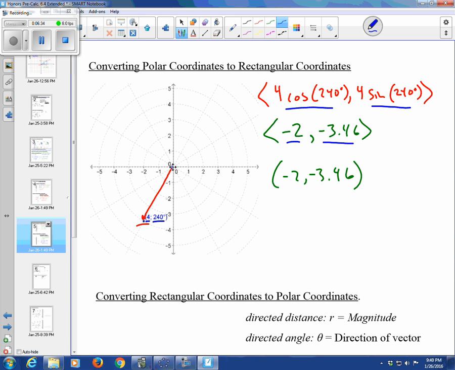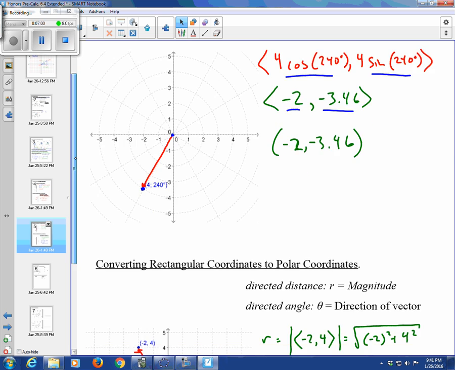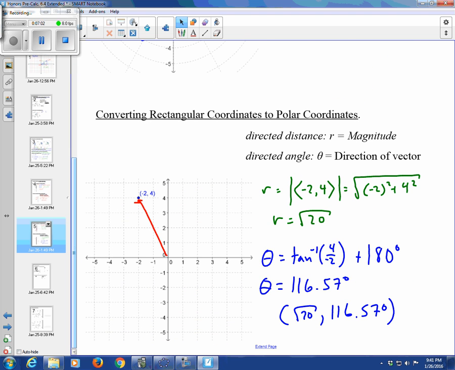And so since we're extending from the origin, we know that the ordered pair defining our point here with rectangular coordinates would be -2, -3.46. So these are the rectangular coordinates, or the ordered pair defining that same point. Okay, now converting rectangular coordinates to polar coordinates.